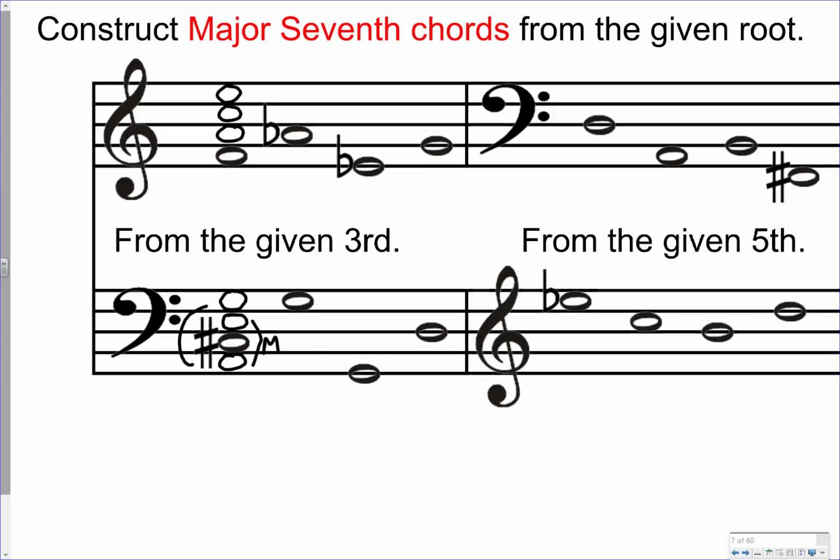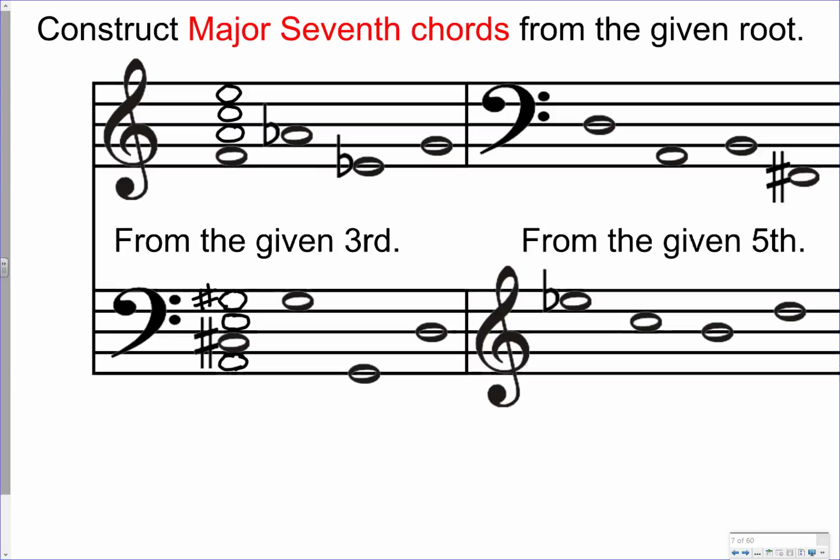So right now we're not looking at a major seventh chord. To make it a major seventh chord, I would then need to provide the accidental for the G and make it a G sharp. And now it looks as if I have constructed a major seventh chord because I have a major triad and a major seventh.